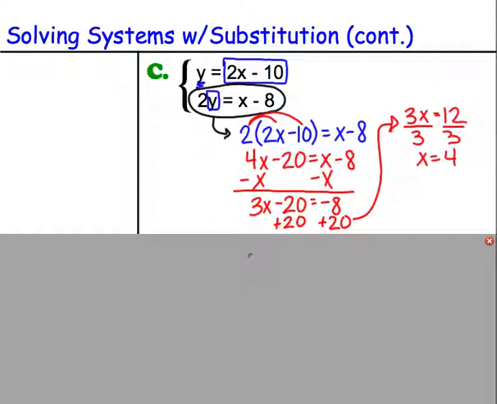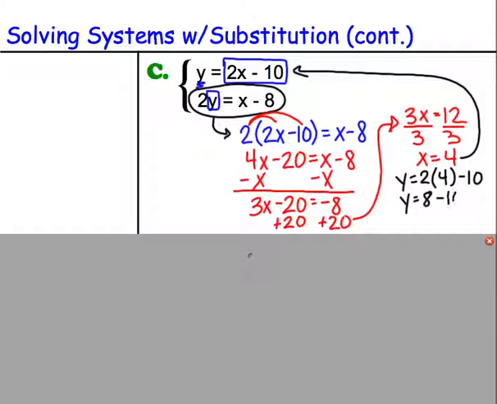Then we can take our x equal to 4, and put it back into this equation, which means that y is equal to 2 times 4 minus 10. 2 times 4 is 8, minus 10, y is equal to negative 2, which means that our ordered pair solution is going to be 4, negative 2.